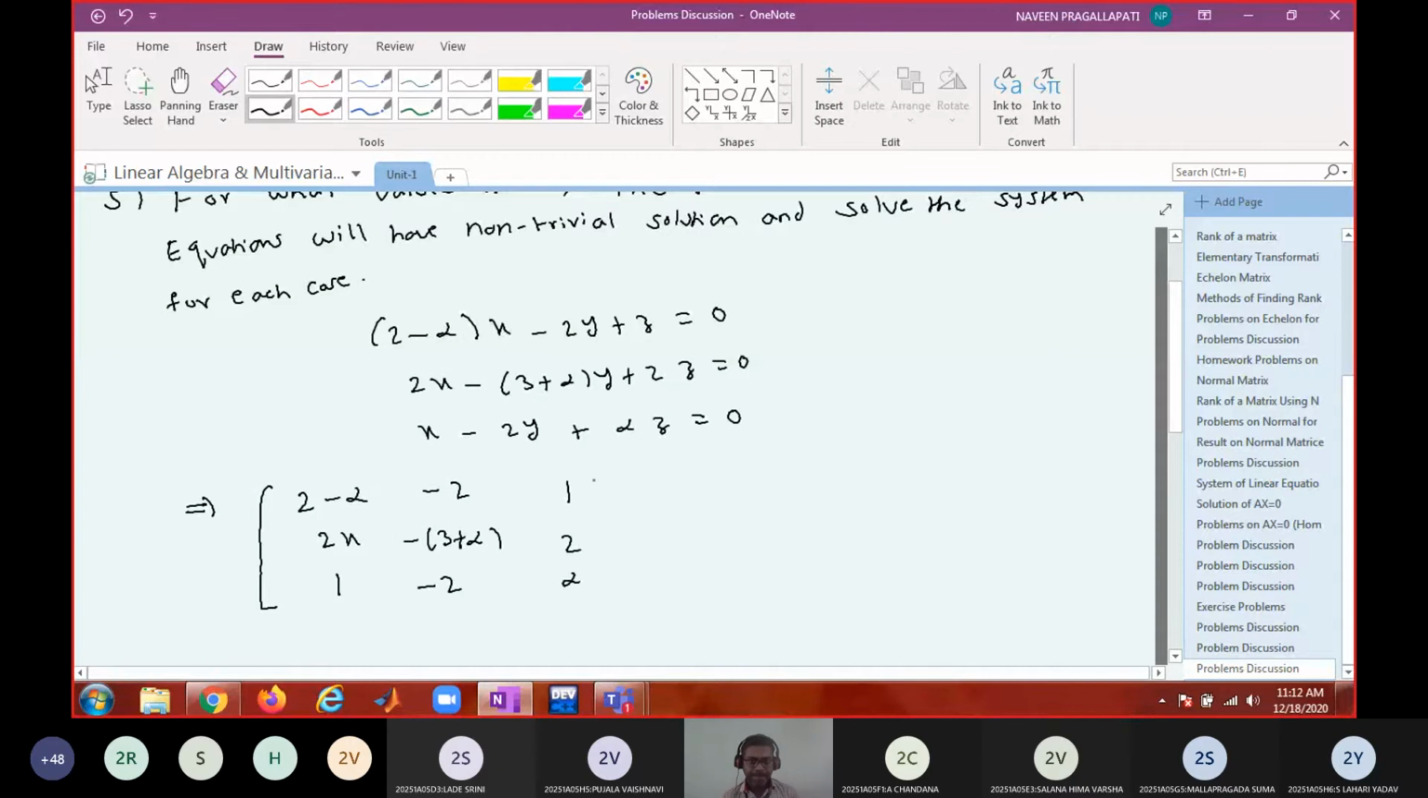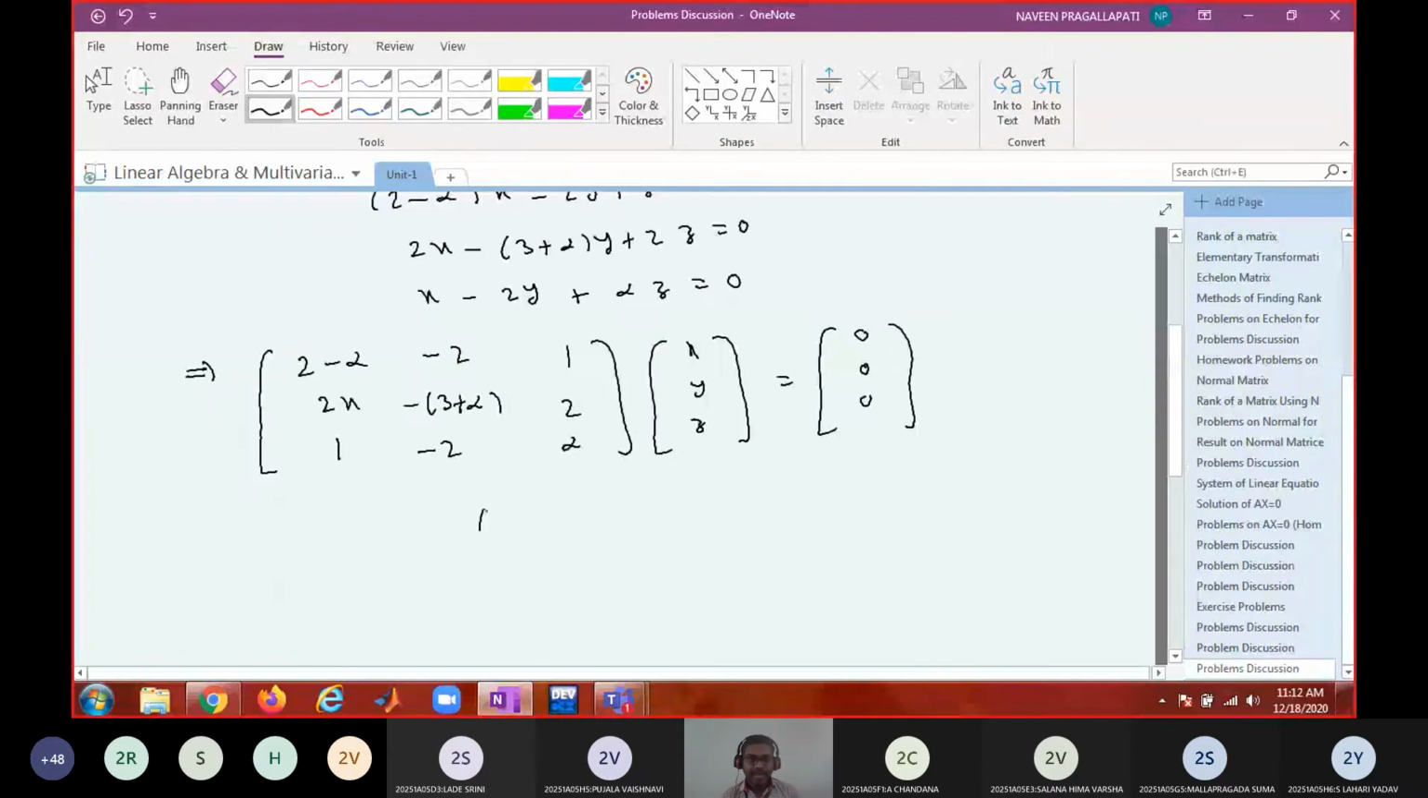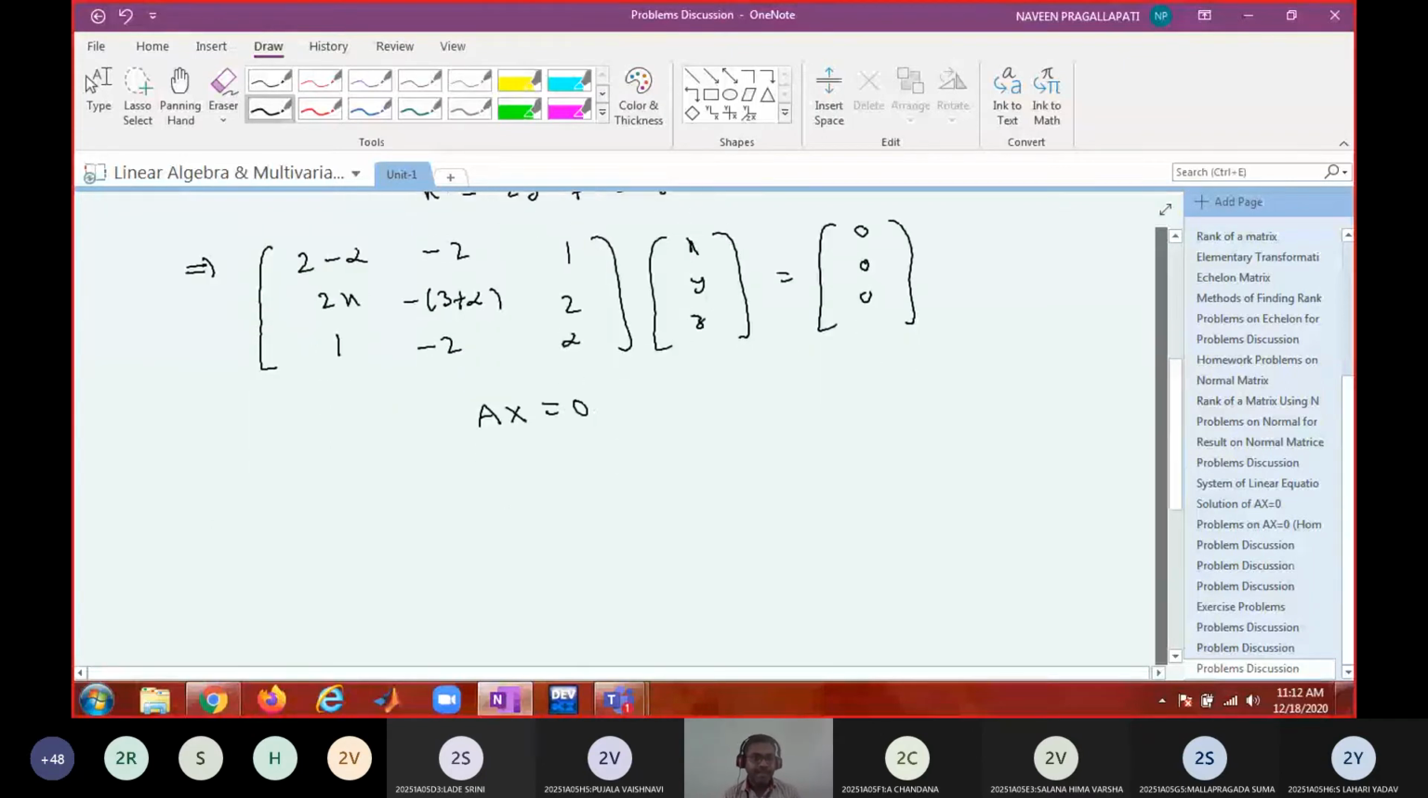Okay, let me write. So whatever you said is correct. So it is in the form Ax equal to 0, and Ax equal to 0 has non-trivial solution if and only if rank of A is less than number of variables. How many variables are there? 3. But what kind of matrix it is?